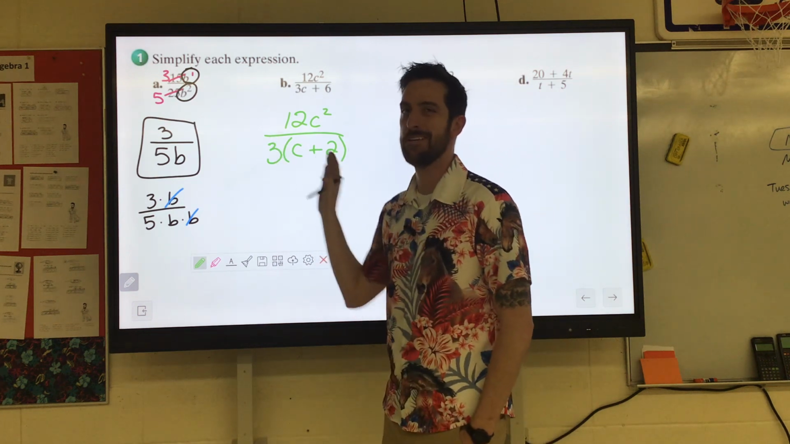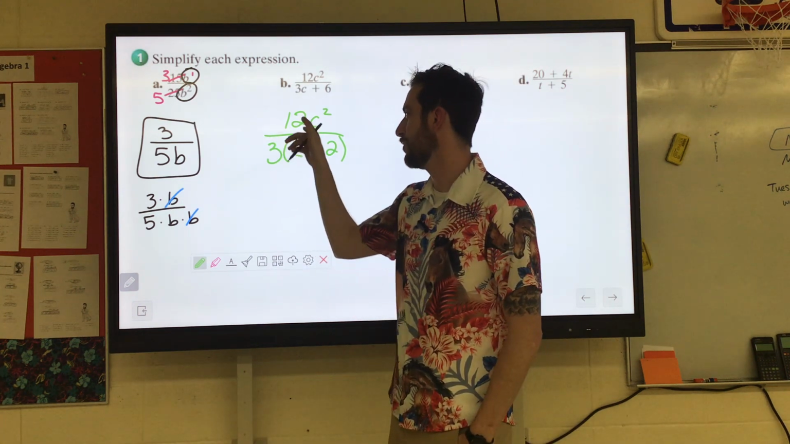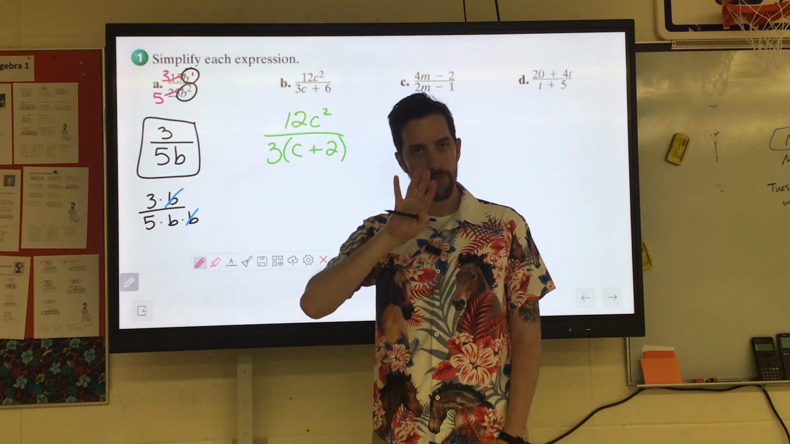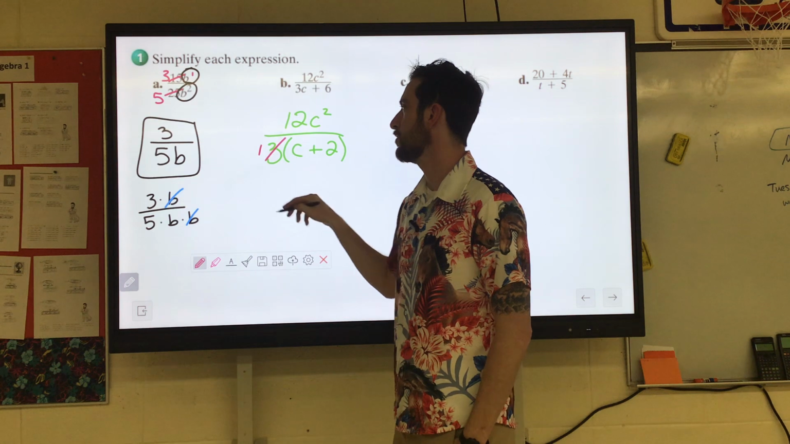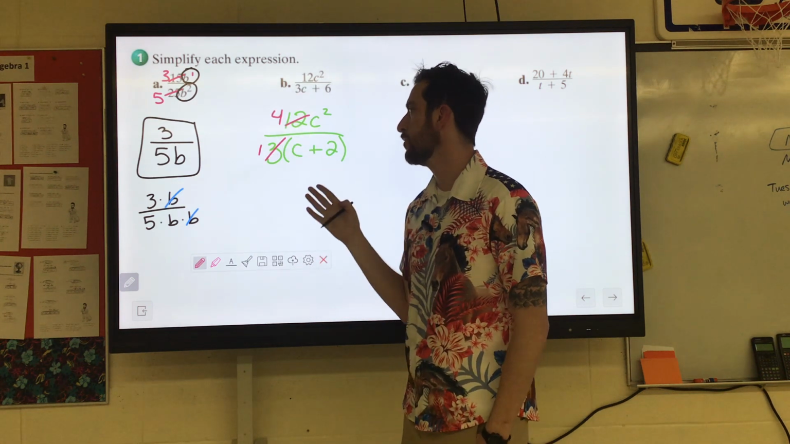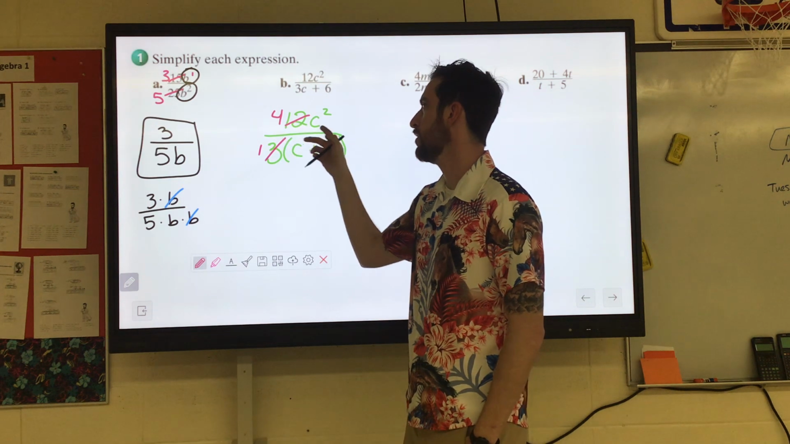Now that we have the 3 on the outside, we could simplify it with the 12 from the numerator. How many 3's go into 12? 4. So we'll make this 3 a 1. We'll make this 12 a 4. That's all we can do. So in our numerator, we have 4c squared.